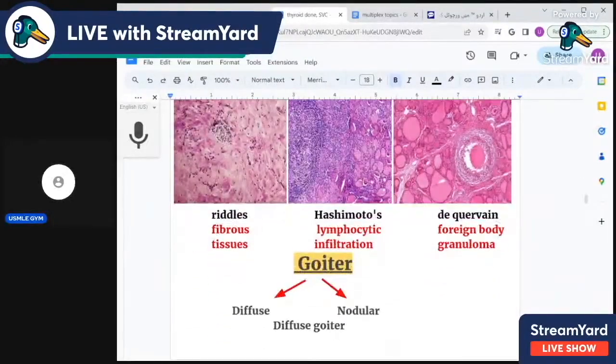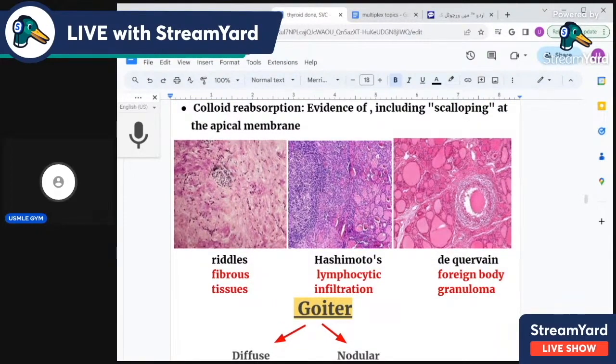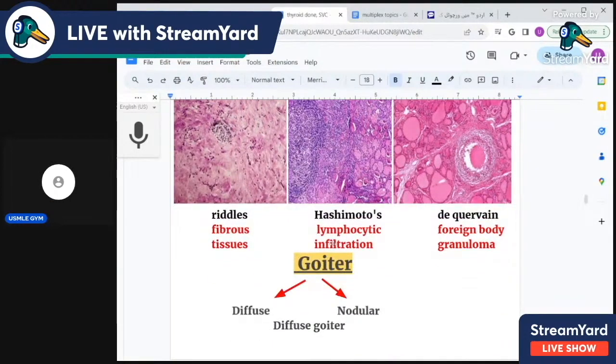Then we have the fibrous tissue, and this occurs in Riedel's thyroiditis. Then we have Hashimoto's thyroiditis, with lymphocytic infiltration. So we have lymphocytic infiltration in both Hashimoto's and Graves' disease, but it's patchy in Graves' disease. And then finally we have the foreign body granuloma.